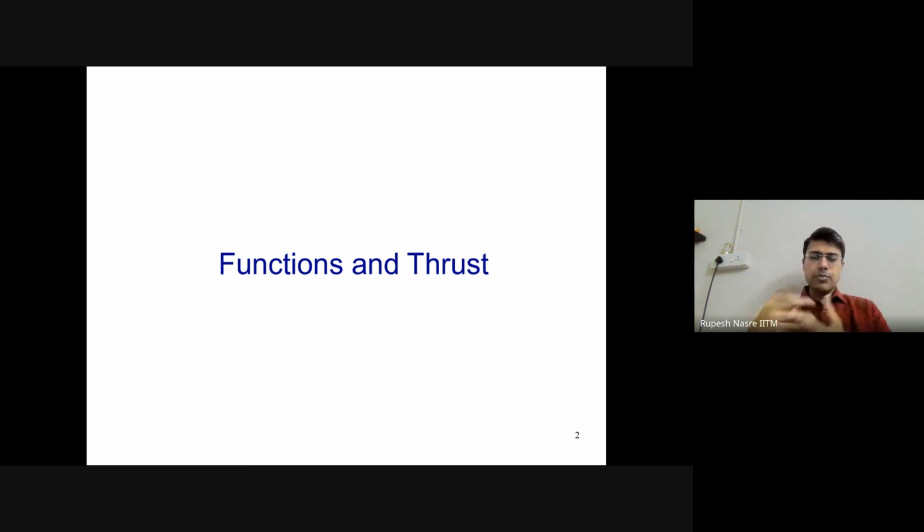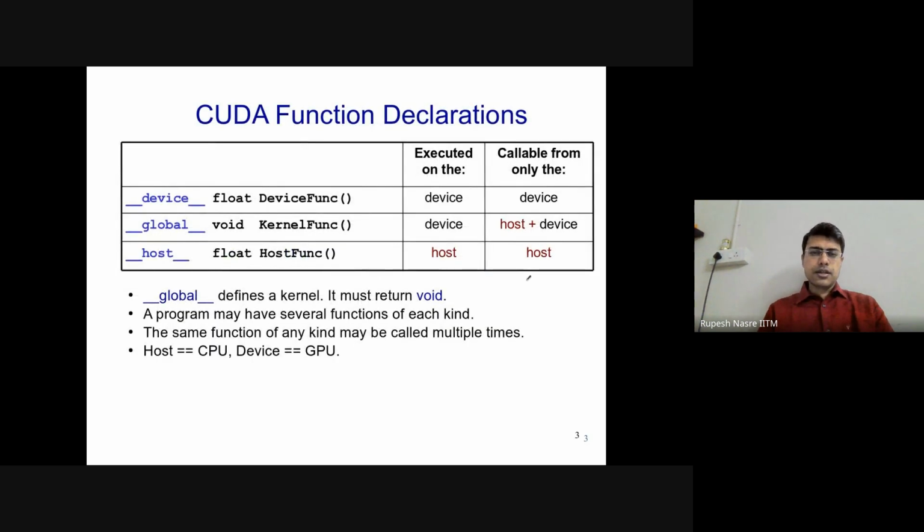We know that on the CPU you can have functions, but on the GPU also we can have functions. Those are decided by the __device__ keyword. Such functions are executed on the device, that is on the GPU, and are also callable from the device. These cannot be called from the host. If one needs to be called from the host, then that needs to be a __global__, that is a kernel.